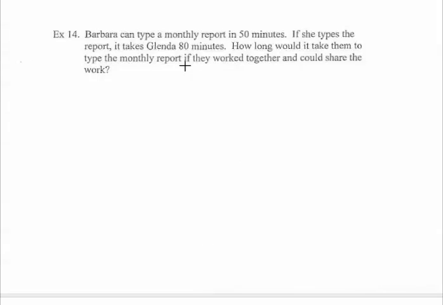Example 14 reads, Barbara can type a monthly report in 50 minutes. Glenda takes 80 minutes to type the report. Okay, so Glenda is associated with 80, Barbara is associated with 50. How long would it take them to type the monthly report if they work together?